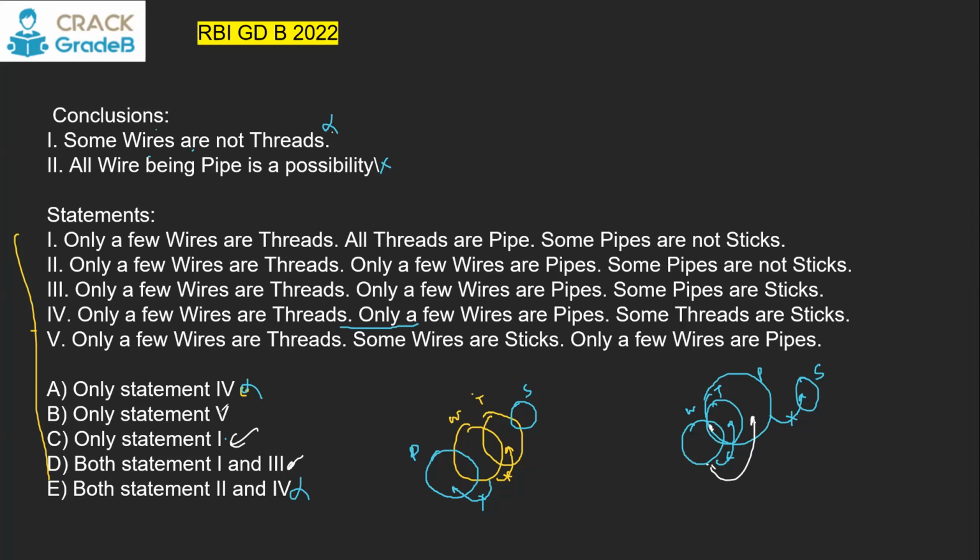Third: Only a few wires are thread. So wires can't go entirely inside the thread. Only a few wires are pipes. Same thing, wires can't go inside the pipe. So all wire being pipe is a possibility that will again be void in the fourth and third. So the answer will be only option number 1. Only statement 1 will be true.